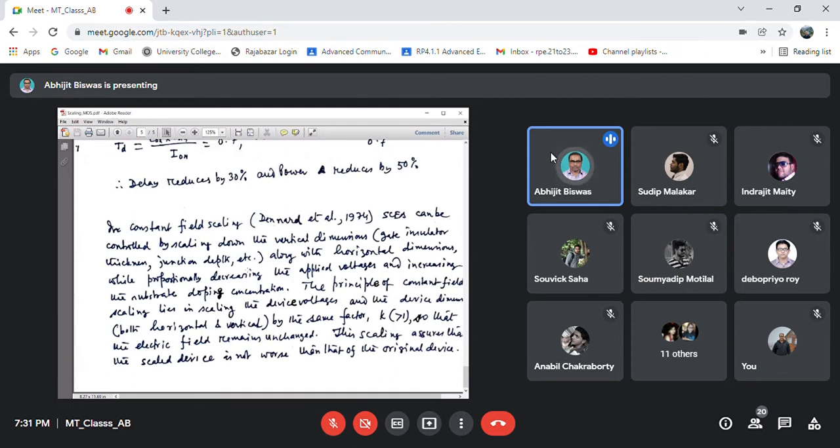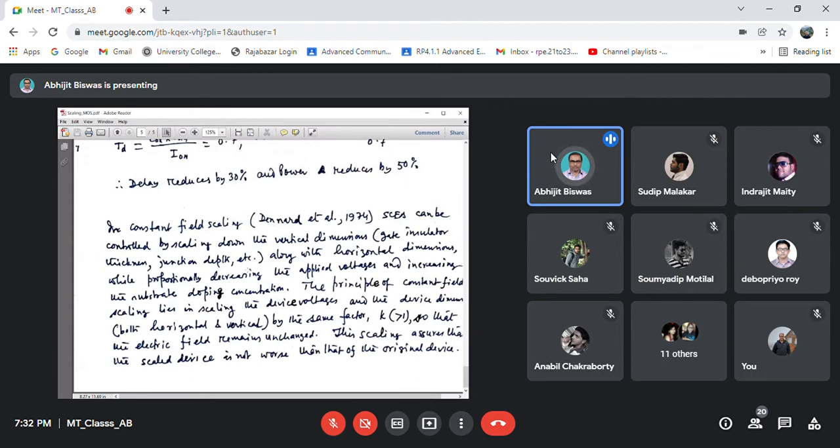Then it is possible to maintain the same electric field in the new device as the electric field in the earlier device. So in this way, you can maintain the field within the device constant, and you can get the benefit of the device scaling. So the principle of constant field scaling lies in scaling the device voltages and device dimensions, both horizontal and vertical, by the same factor k greater than 1, so that the electric field remains unchanged. The scaling actually ensures that the scaled device is not worse than the original device. So you must remember this one.